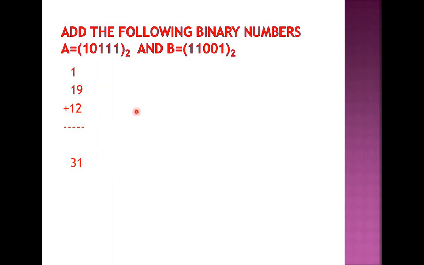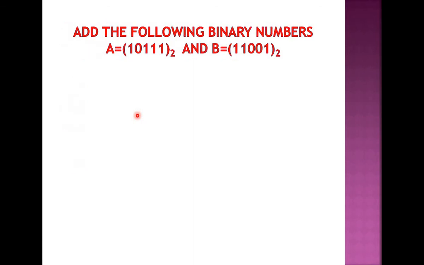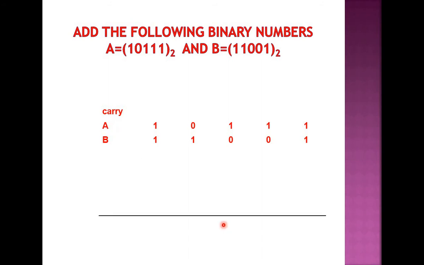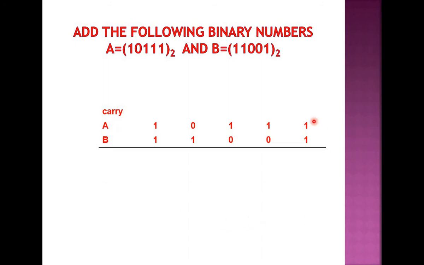Now in the same way we perform the addition of binary numbers. So here we take A is equal to 10111, B is equal to 11001, and the carry is written on top of A. Now we have to perform the addition. So 1 plus 1 becomes sum 0 and carry 1.